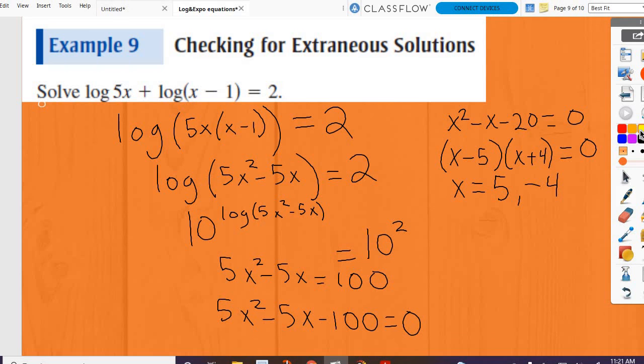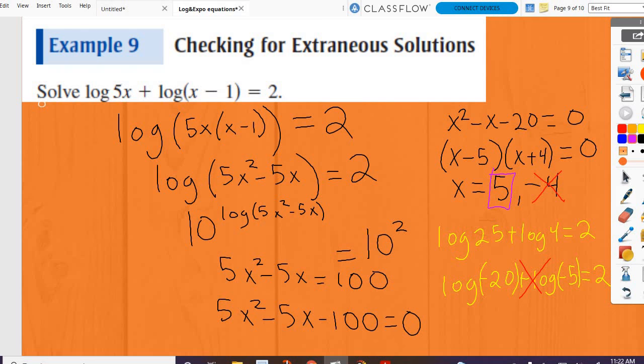But what do we need to do? Check for extraneous solutions. Agreed. So notice that when we plug in our 5, we would have log of 25 plus log of 4 equals 2. No issues with that one. Okay, but when we plug in our negative 4, notice that we get log of negative 20 plus log of negative 5 equals 2. Does that have issues? Yeah, because we have negatives there, which means that negative 4 would be an extraneous solution. So 5 will be our only answer that works.